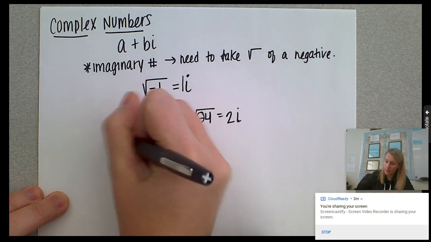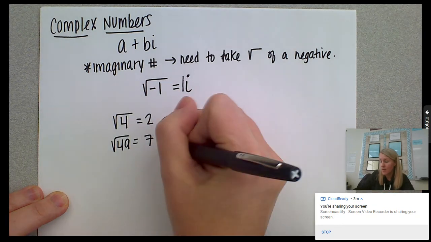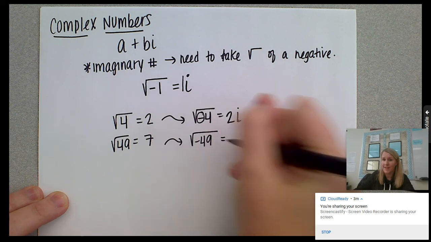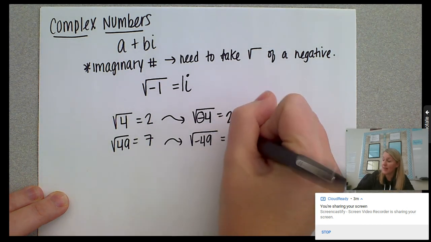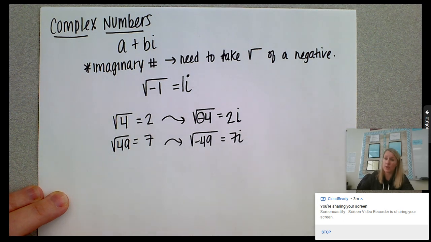If I said the square root of 49, you would say 7. If I said the square root of -49, you would say, oh, well, the square root of 49 is 7, but that negative is there, so that's 7i. Okay? So really not that big of a difference from what we're normally doing. It's just when you see that negative, you put an i with it.